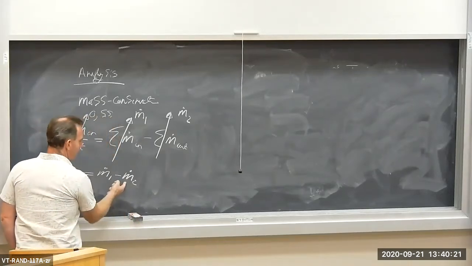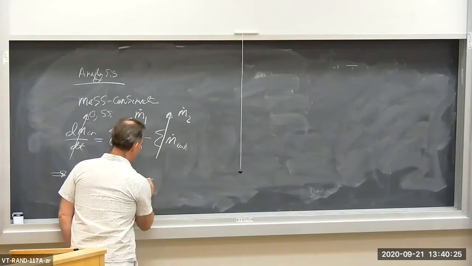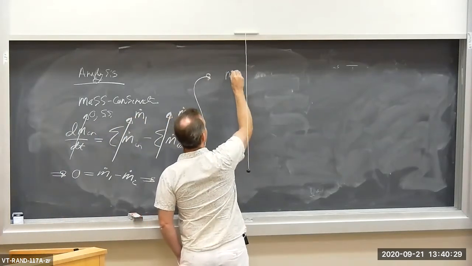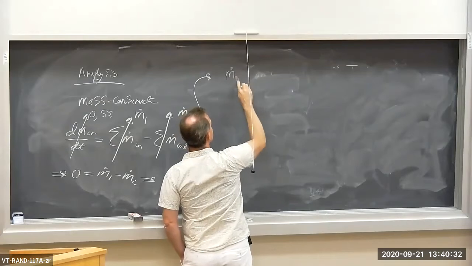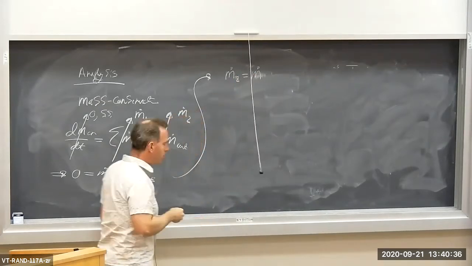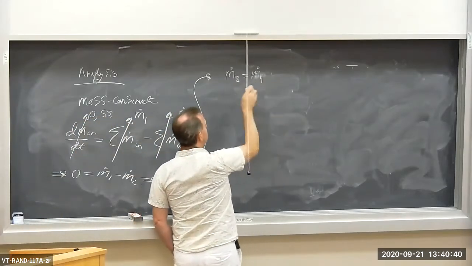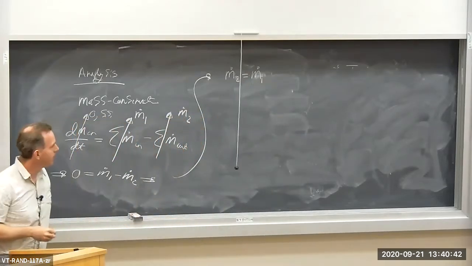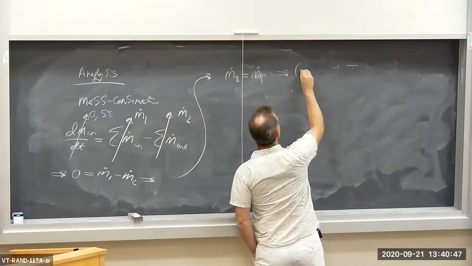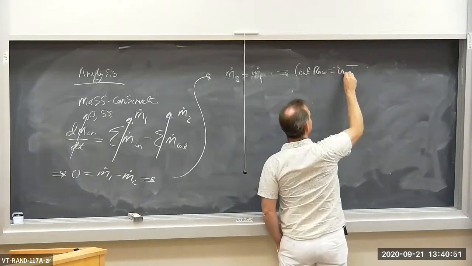Let me take the m-dot 2 term and put it on the other side of the equation. What does this imply? m-dot 2 is equal to m-dot 1. The mass flow out is equal to the mass flow in. Outflow equals inflow.